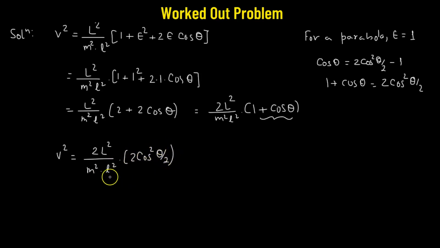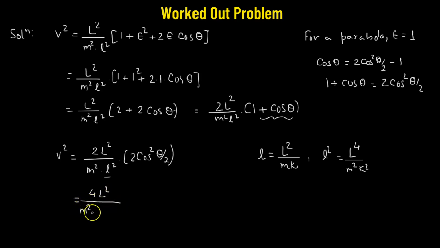Fine. Now in the next step, we are going to substitute the value of L. We know that L is defined as L²/(mK). So L² will be, squaring both sides, L⁴ divided by m²K². So let's substitute it here. So this 2 and 2 get multiplied to give us 4 times L² divided by m² times, in place of L² we'll have L⁴ divided by m²K², times cos²(θ/2).